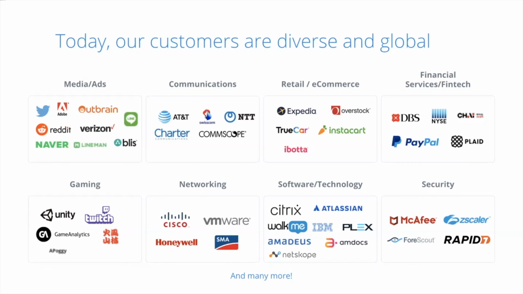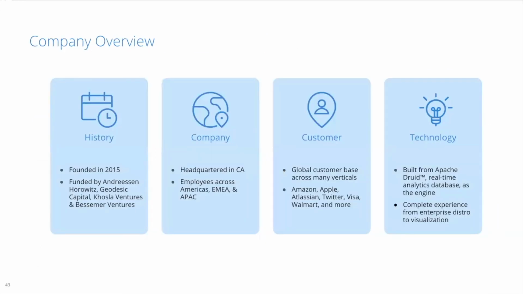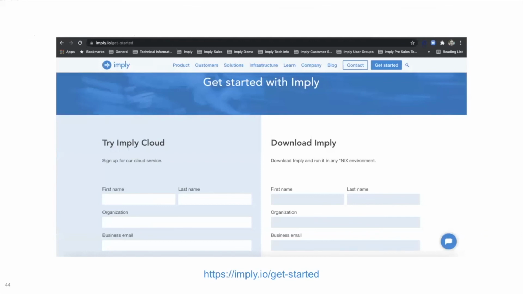So please go ahead to our website, right? And before I go to our website, just a quick overview of our company. We are a 5-year-old company now. We are funded by Andreessen Horowitz and Geodesic Capital and Khosla Ventures and Bessemer Ventures out of the US. We are headquartered in San Francisco. Our employees are across all over the world. We have global customer base across many verticals, Amazon, Apple, Atlassian, you saw that in the previous slide. And the technology is proven. It's built from Apache Druid, which is a real-time analytics database as the engine, and gives you complete experience from enterprise distribution to visualization. Go ahead and get started.